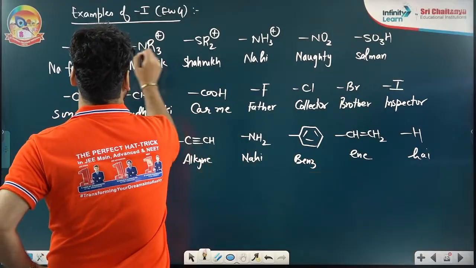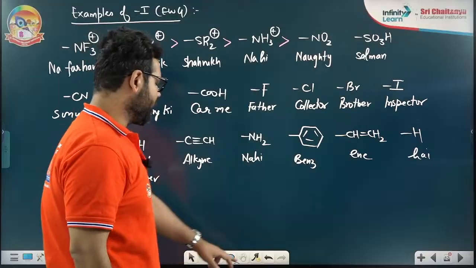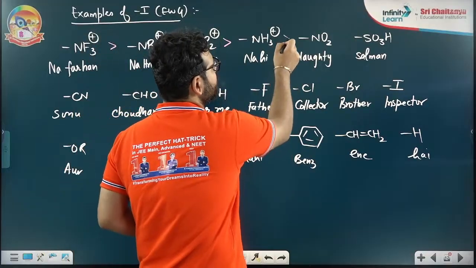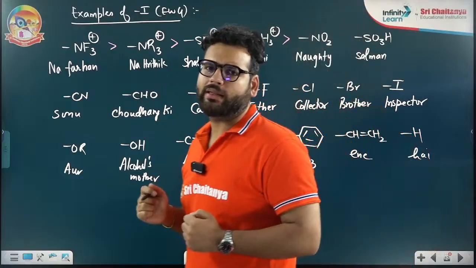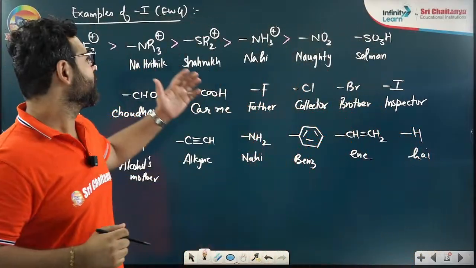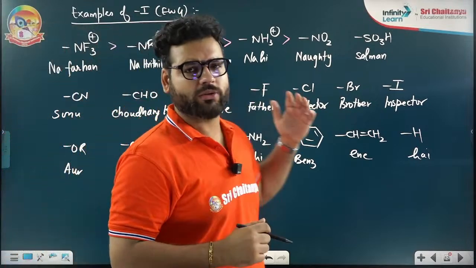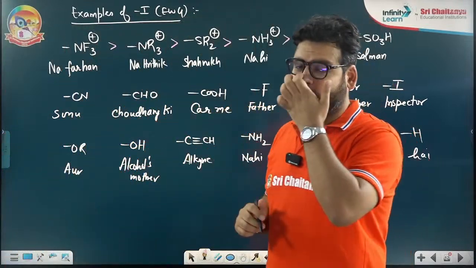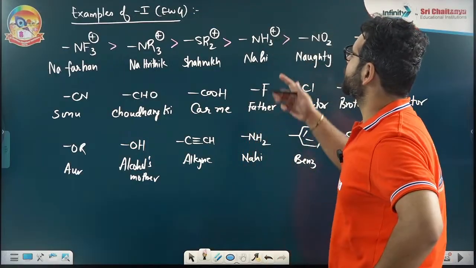Most minus I: NF3 positive, NR3 positive, SR2 positive, NH3 positive. Obviously anybody with a positive charge is going to be very electron deficient. They will pull the electron like anything. And that too, three fluorines are attached to it. So that's a very, very strong puller. The strongest one is NF3 positive, then NR3 positive, SR2 positive.